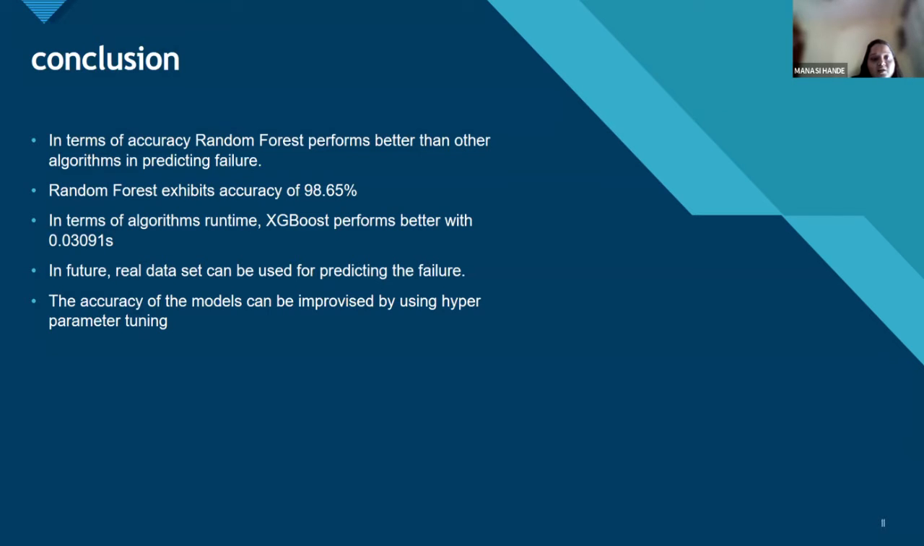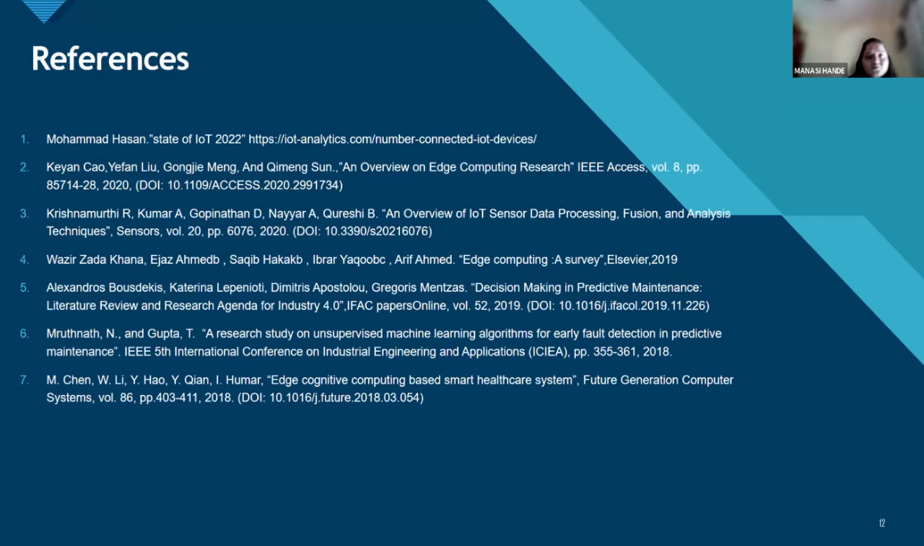About the future scope, the real data set can be used for prediction, and as real data can be used, the model's accuracy can be improved by using hyperparameter tuning. These are the references.